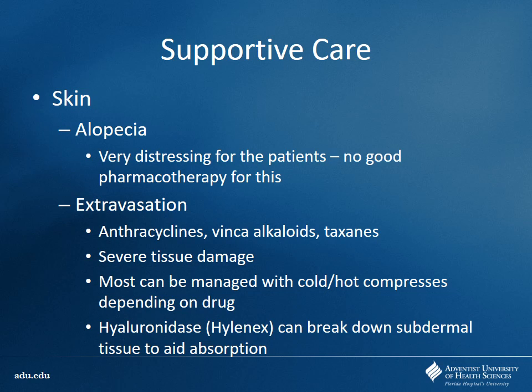As far as the skin goes, for alopecia, really nothing we can do for that, unfortunately. Very distressing for a lot of these patients, but there's no good pharmacotherapy. And with extravasation, you have to be very careful. Some of the big ones we worry about, as I mentioned previously, are the anthracyclines, vinca alkaloids, and taxanes. This can cause very severe tissue damage, so be aware there are different regimens for each drug. Some require hot, some require cold, some require certain things that help break down subcutaneous tissue and allow it to be absorbed better. That's a drug called hyaluronidase, or Hylenex, which helps break down the connective tissue in the subdermal layer so the drug is absorbed more easily, helping mitigate some of the damage being done there.